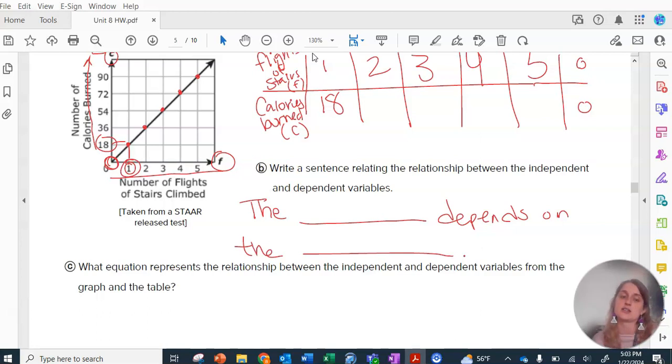1 flight of stairs is 18 calories. That means 2 flights of stairs is double 18, or times 2. 3 flights of stairs is triple 18, 18, 18, 18 times 3. So this is a times 18 relationship. So I'm going to say 18 times F, because that's what they've defined my X value as. We're calling it F for flights of stairs, equals calories burned.